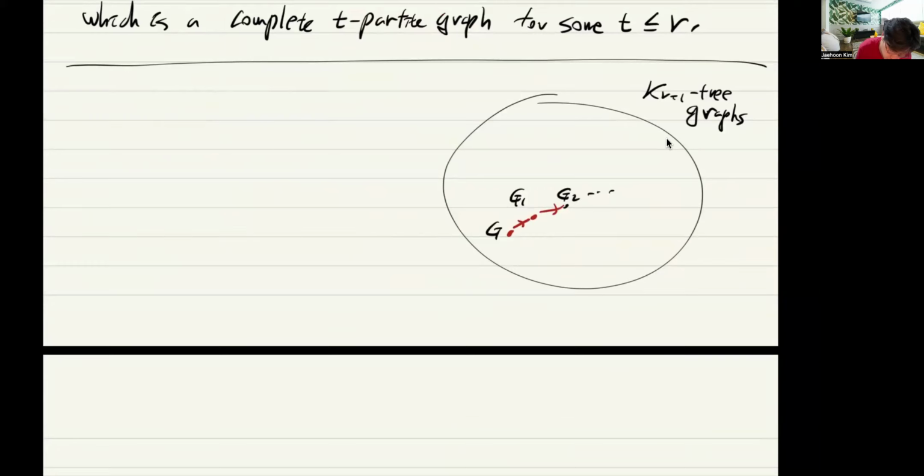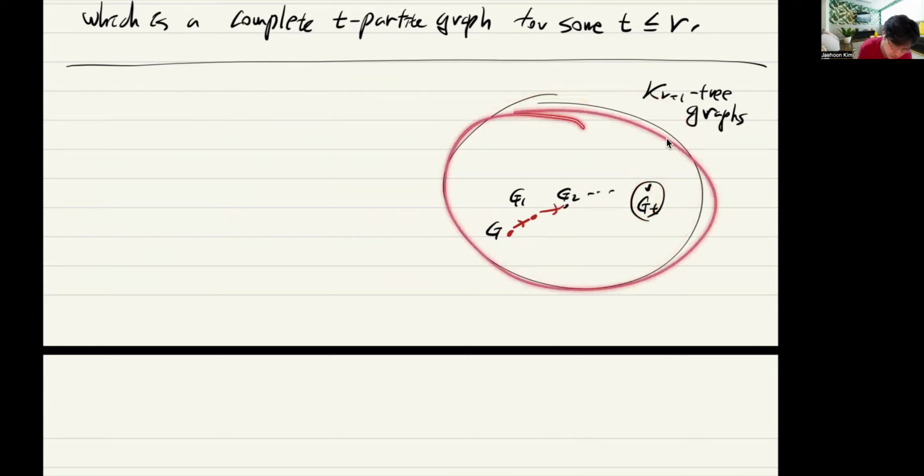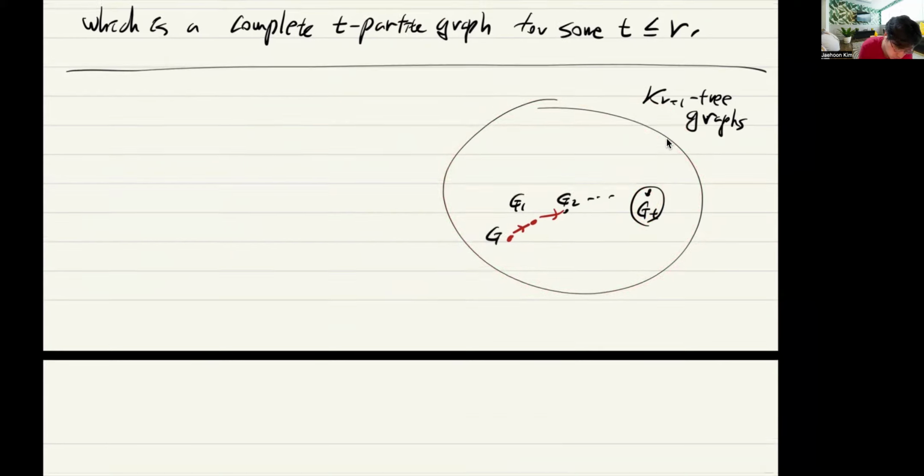And at some point, you should stop. It should stop. And then that's your best graph out of this whole collection. So that's roughly what happens in here. This is something like the following in some way.